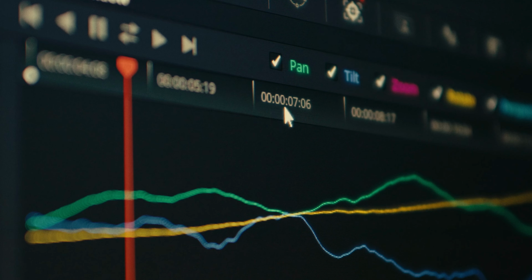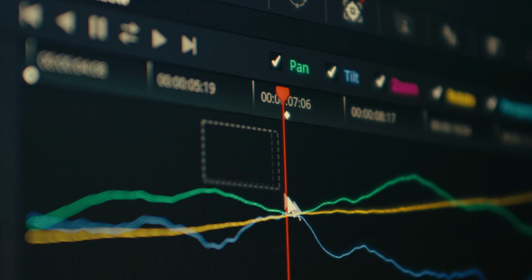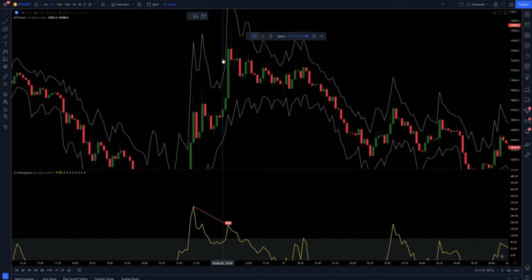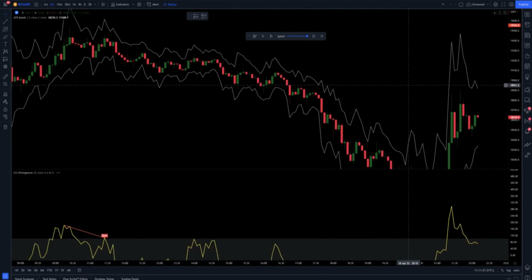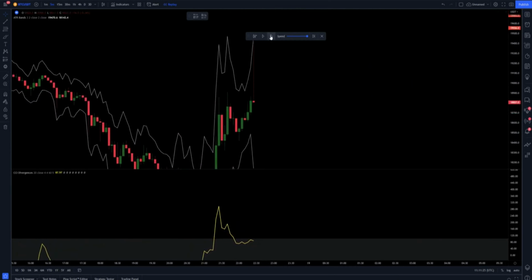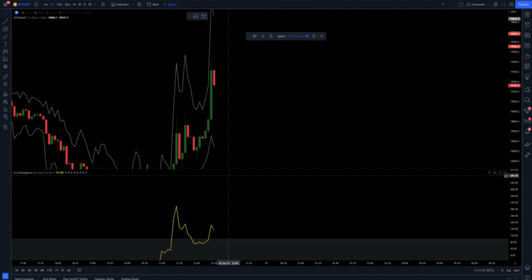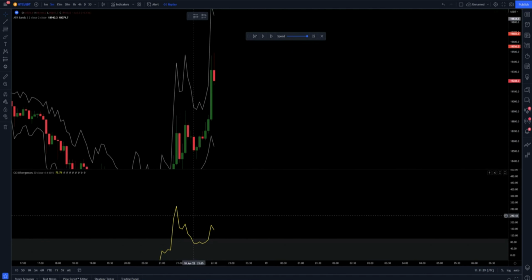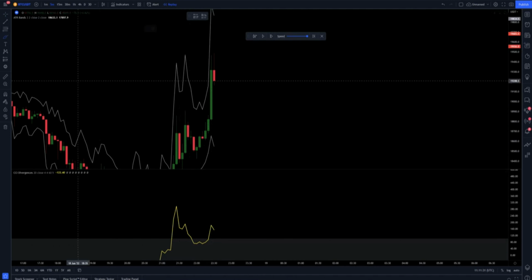Moving average crossovers are like the heartbeat of trend trading. Simple, visual, and insanely effective when you understand what's really happening underneath. Let's start with the basics. An exponential moving average, or EMA, gives more weight to recent price action. That makes it more responsive than a simple moving average.